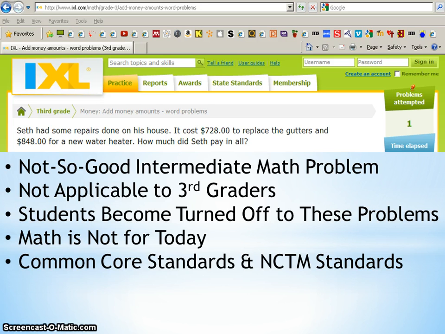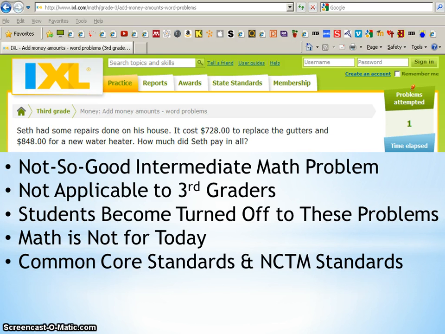So a problem like this shows a third grader that math is for 15, 20 years from now, which, if someone were teaching me something on a topic that I could use in 15 or 20 years, I probably won't pay attention to them as much as if there's a topic that I can relate to and apply right now in my life. So students will be turned off to these types of problems. And once again, even though it's in line with Common Core and NCTM standards, those are not the only qualities that produce a really good math problem. So those are the reasons why this is considered a not so good intermediate math problem.